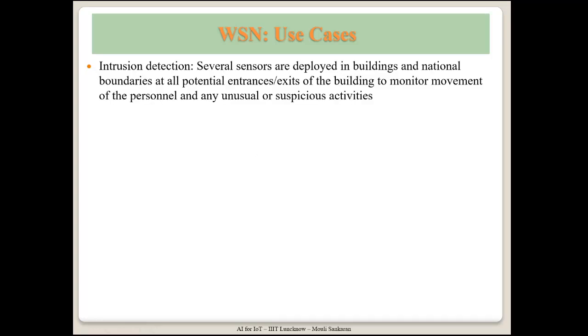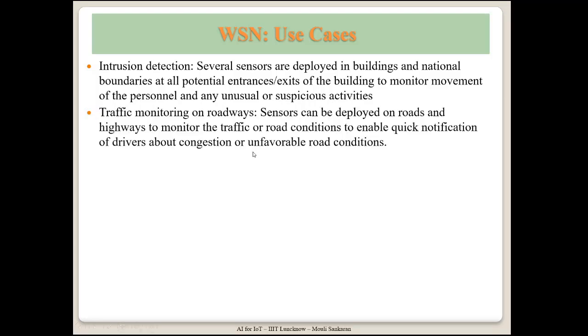Intrusion detection, as I mentioned, if we can put the sensors across the borders, especially the border which is sensitive, then we can sense intruders coming into the area. Traffic monitoring on roadways. This will be useful for traffic management as well as emergency handling or any untoward incidents happening. For that, we can keep sensors.